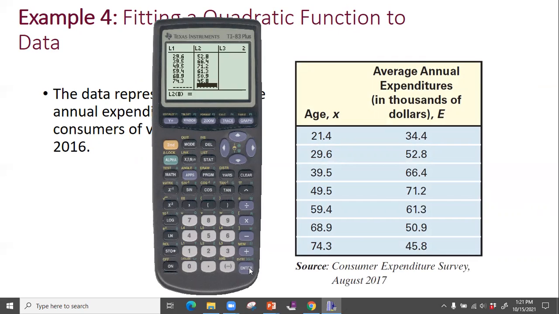Okay. You hit stat, then edit. Stat is next to the arrow below the delete. And then you input the value. Okay.